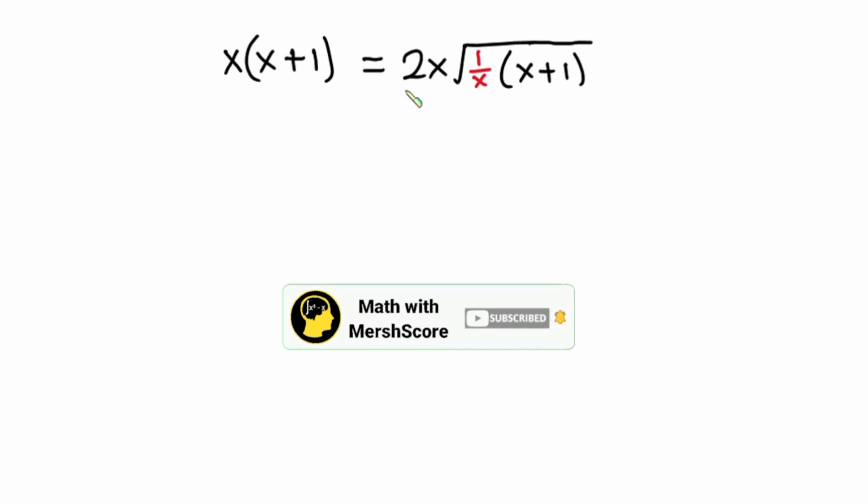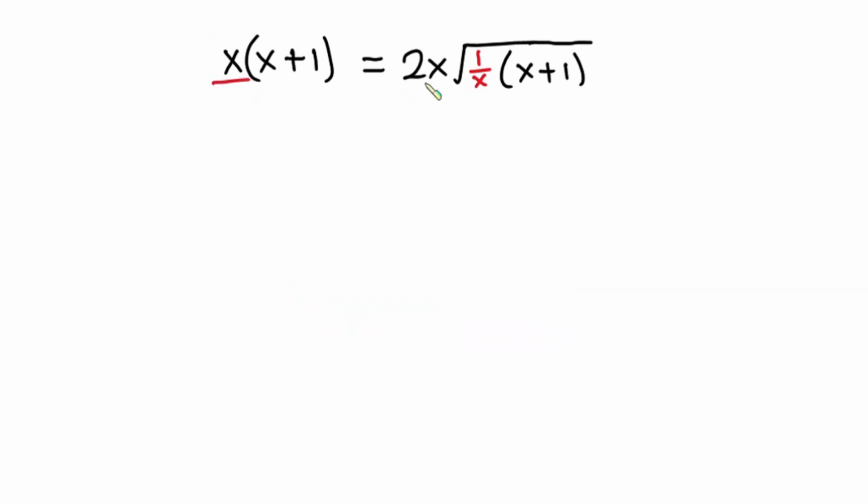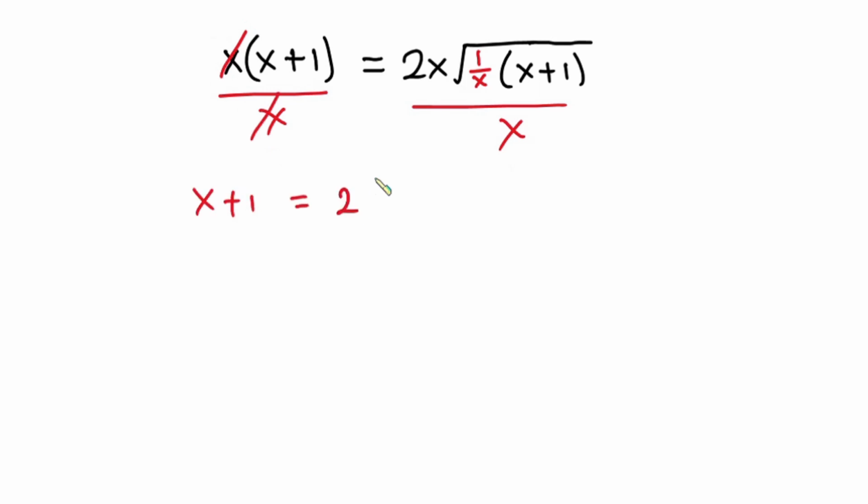Now let's get started. We have x here and we also have x here as well. So I'm going to divide each side of this equation by x, so that this one will cancel this. Now we have x plus 1 is equal to 2 square root of 1 over x times x plus 1.